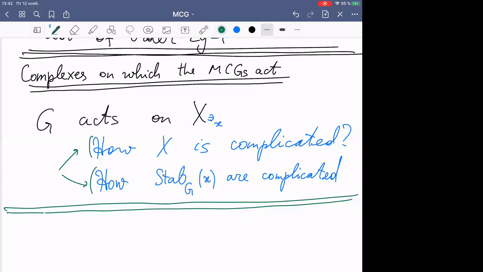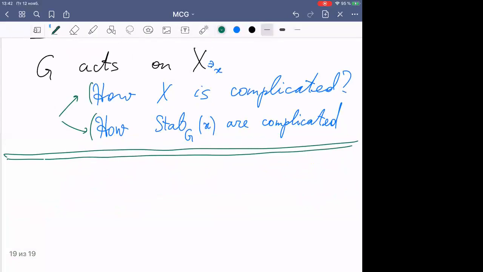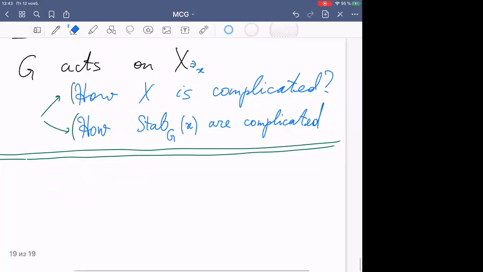The best situation is when some topological properties, say the contractibility of the complex, come from some deep relationships. Below I will show some examples, but sometimes we can prove that some complex constructed with action of the mapping class group is homotopy equivalent to the Teichmuller space. And then we know that Teichmuller space is contractible. This is a deep theorem, and we take the contractibility of our complex from there. And such relationships are very useful in this theory.